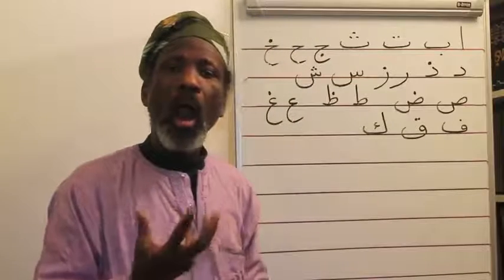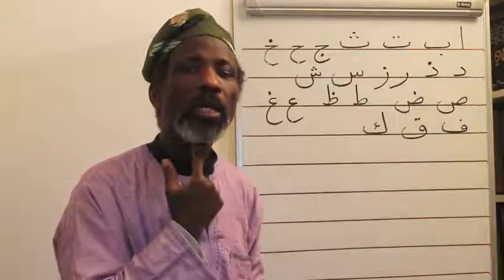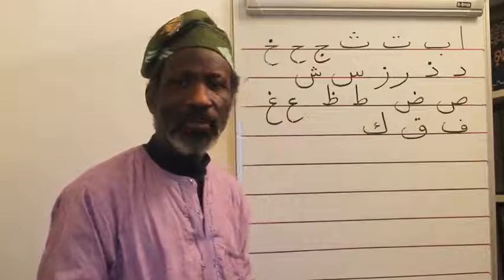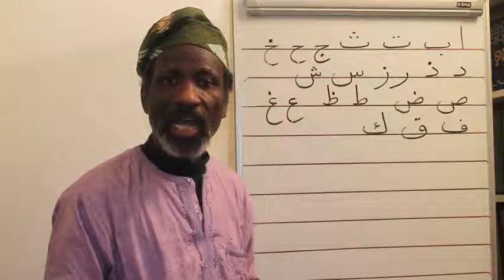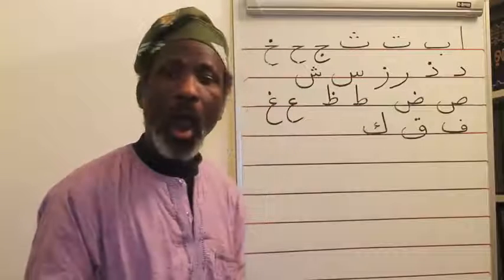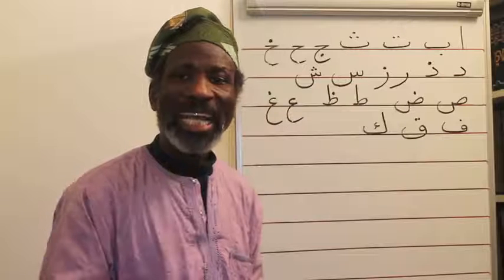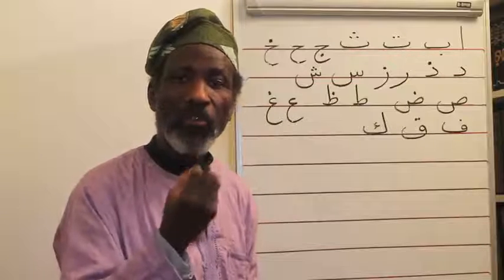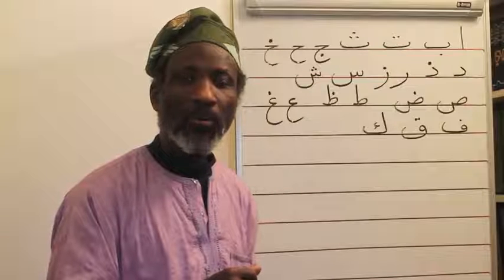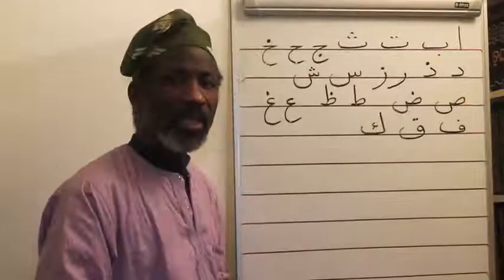This one is Qaf, cough. It's coming from your throat here. But this one is very flat. Kaf, like a khaki. Ka. Look at the movement of the mouth. Ka. Well done.